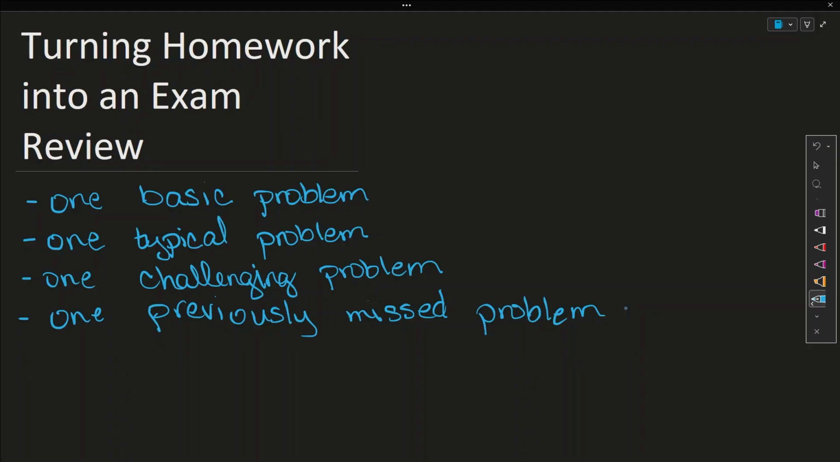Try to include different forms of the same idea. Suppose you're reviewing slope. Your homework may include finding slope from a graph, finding slope from two points, finding slope from a table, and interpreting slope in a real-world situation. These are all connected, but each requires slightly different thinking. An exam may ask you to use a familiar idea in a different form, so your review should include some variety.